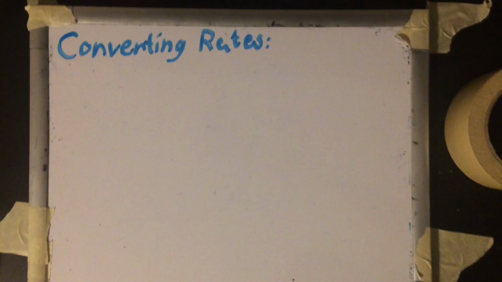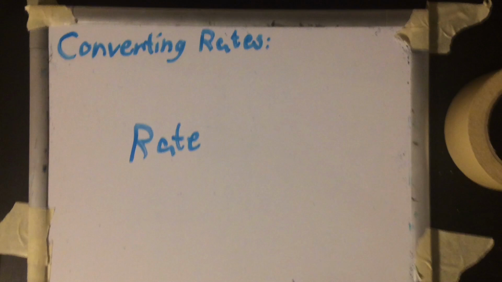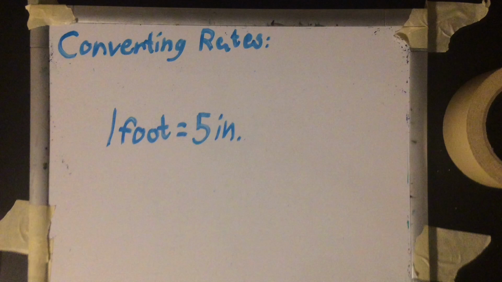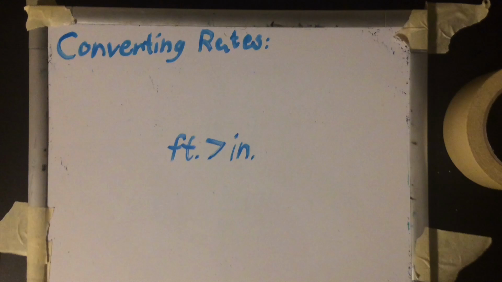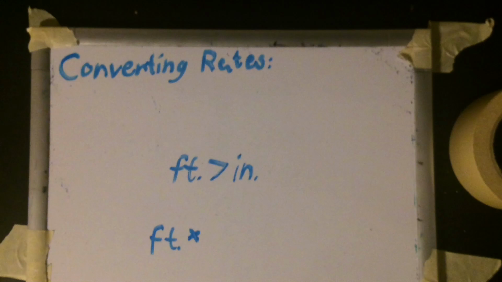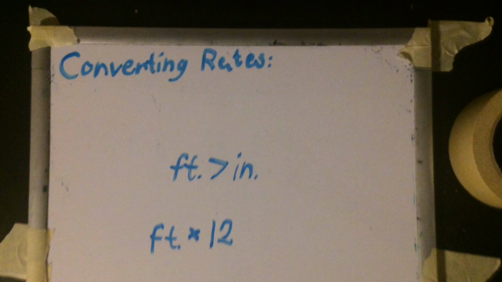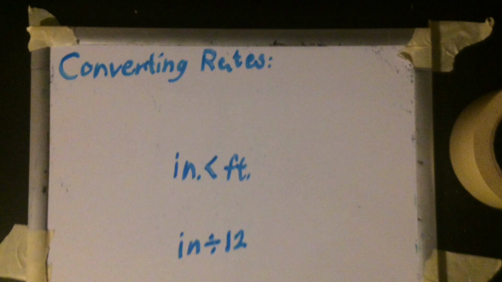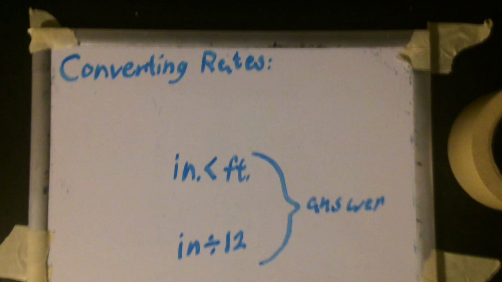How to convert rates. To convert a rate or a unit rate, you need to know what the value of the measurement that you're using is. If the value of your rate's unit is greater than the unit you are converting it to, divide the rate value by how many of one of the units fits into that value. If it's the other way around, then multiply. You do the same for the other side of the rate, and you have your answer.